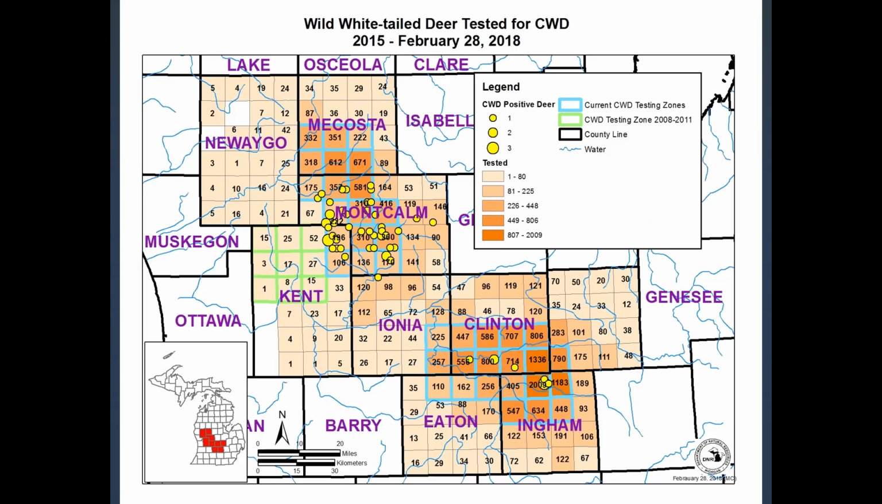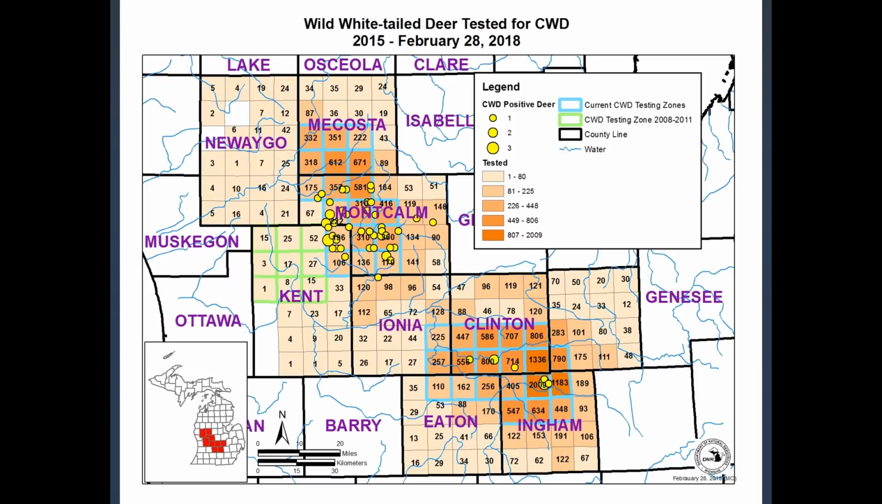Looking at the sample distribution by township and where we're finding chronic wasting disease in some of these areas, you can see the townships in the northern part of Ingham and the southern part of Clinton, where we've been testing for 3 years, we have a lot of samples from a lot of these townships and not many yellow dots. So we're not finding a lot of CWD in that area.